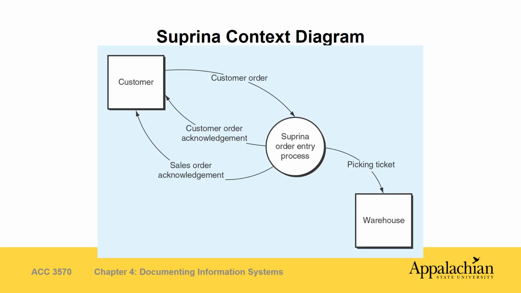All right, here's the Sabrina context diagram. In this case, the customer is an external entity. Warehouse is an external entity. And as you can see, you are taking all of the activities that are internal activities and putting them into one bubble. It's the high level that's called Sabrina order entry process.